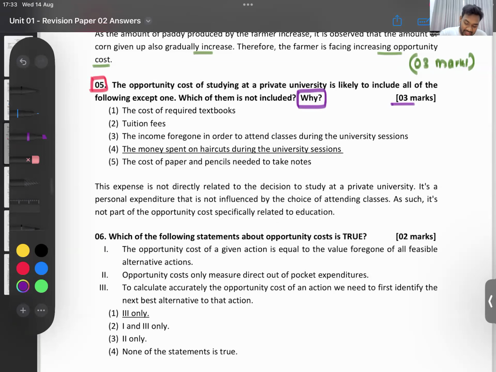Now, cost of textbooks, yes, because you go to university, you have to buy textbooks. You could have used that money for something else. Because you go to university, you have to pay tuition fees. You could have used that money for something else. Because of university, you have to sacrifice the job that you were doing. That is also an opportunity cost. Because of university, you had to buy paper and pencil. You could have used that money for something else. But this one, Lamai, the money spent on haircuts, are you doing this because you're going to university?